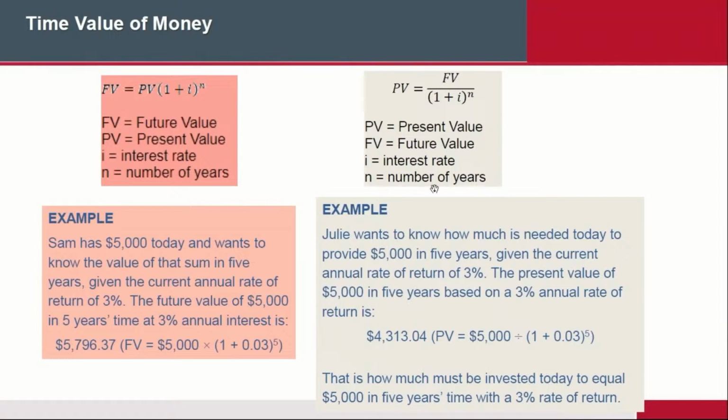So this formula is very useful when a client of yours has a very specific number in mind that they would like to have. Okay, so they say, I want to have $100,000 by the time I'm 60 years old, and I'm 50 right now.